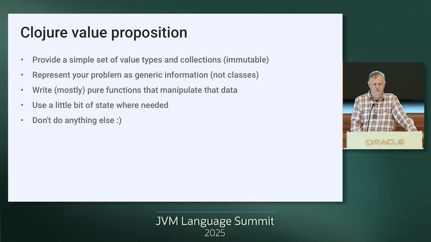So the key Clojure value proposition, and I'm kind of telling you about the language without trying to do a Clojure intro here, is really to provide this simple set of values, collections, which are also values because they're immutable, and to represent all of your domain problem as generic information, not by modeling as classes, but by modeling it mostly as maps and vectors and things like that. And then to write mostly pure functions that manipulate immutable values to immutable values, use a little bit of state where you need, and don't do anything else. And we found that to be a very profitable strategy.